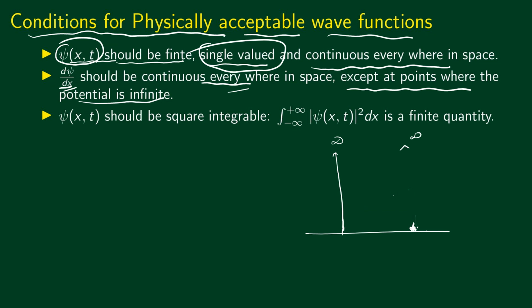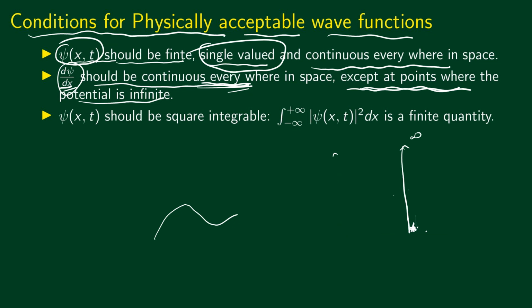Normally the derivative is continuous everywhere, but if you have an infinite potential, the derivative is allowed to be discontinuous. So we say that d psi by dx should be continuous everywhere in space except at points where the potential is infinite. For the moment, you just remember these conditions. We'll understand these things better when we discuss examples.